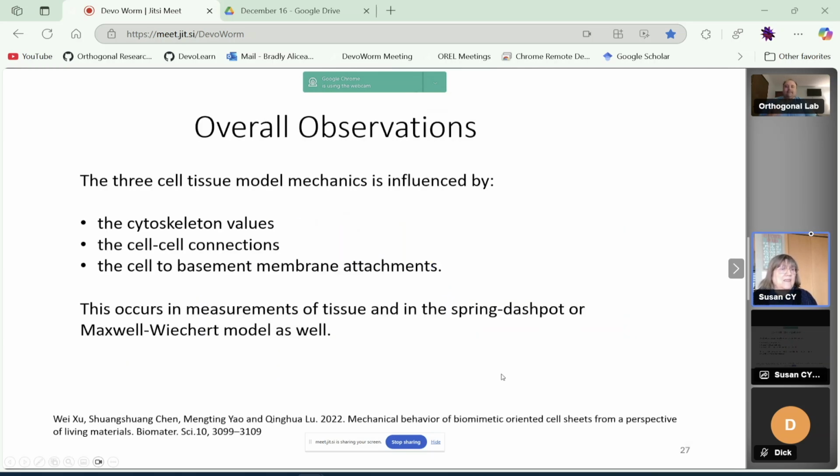Results. It was found that the 3-cell tissue model mechanics were influenced by the cytoskeleton values, or the string, I guess I should say string and bar values, and the cell-to-cell connections and the cell-to-basement attachments. And this occurs with other models and with the measured tissue. They are reliant on their attachments and their cytoskeleton values.